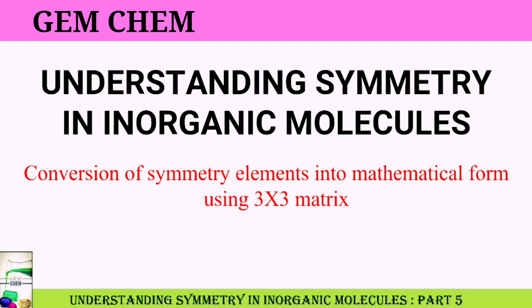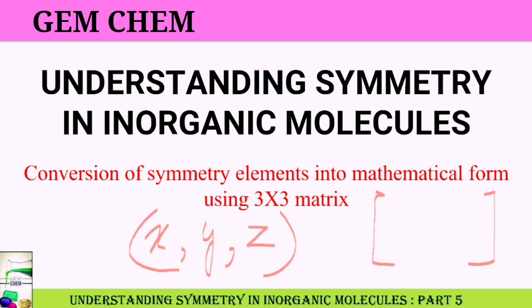So in this video we are going to deal with how to convert the symmetry elements which we have already learned into a matrix form. Now since it is a 3 cross 3 matrix, always remember that when we are considering a 3 cross 3 matrix, the changes in the coordinates x, y and z in 3-dimensional space will be denoted in the diagonal elements, and all the other elements will remain as zeros.